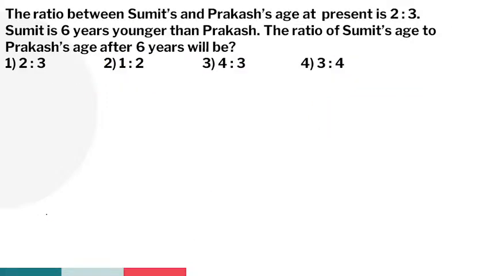All right. Move on to the next one. The ratio between Sumit and Prakash age at present is 2 is to 3. Sumit is 6 years younger than Prakash. The ratio of Sumit age to Prakash age after 6 years will be. After 6 years, we have to find out the age.